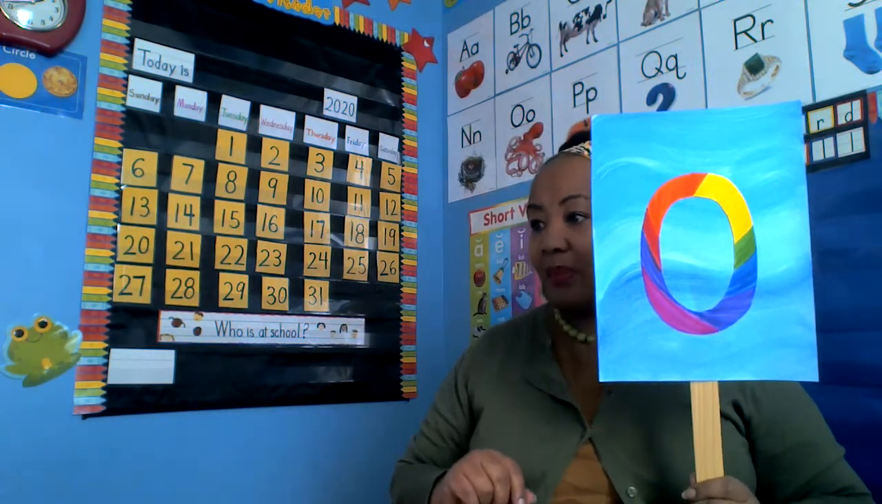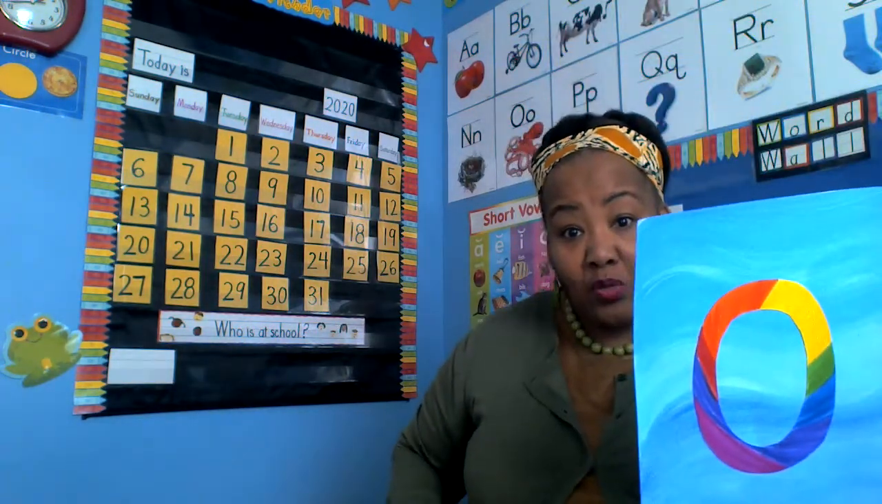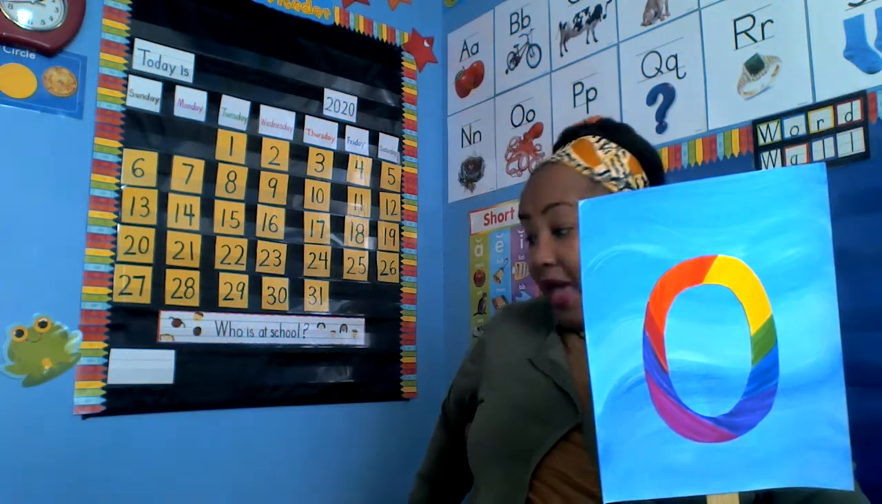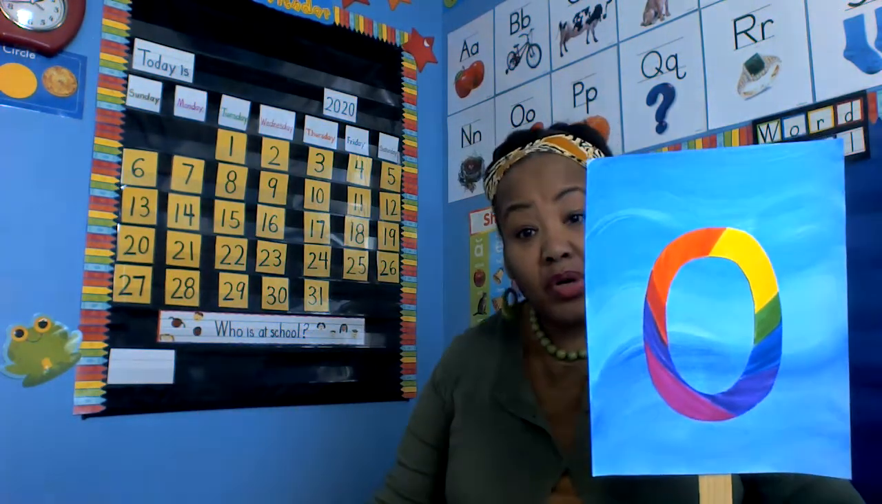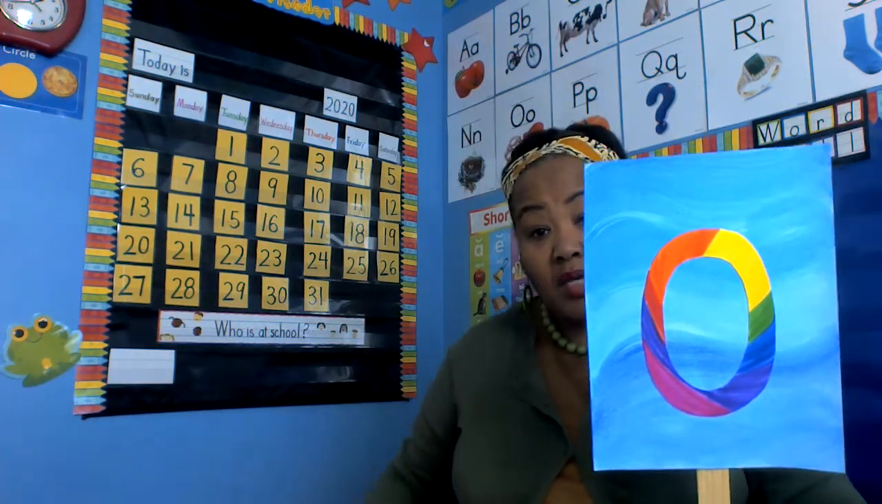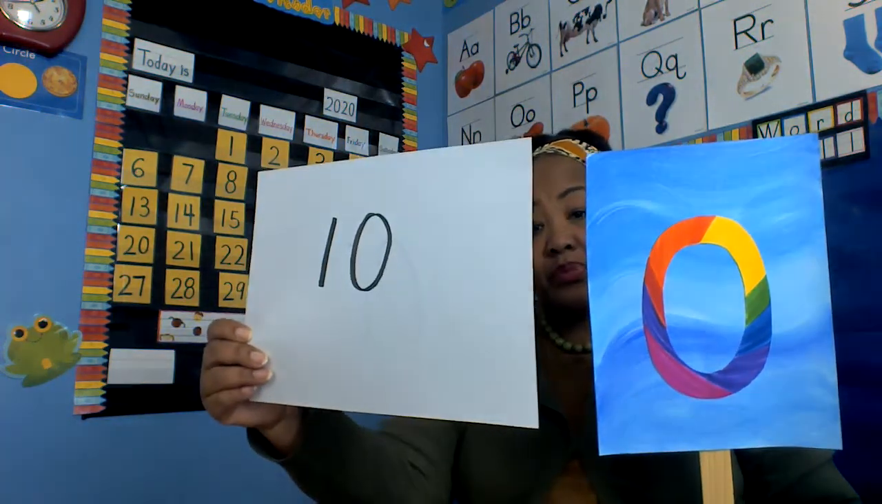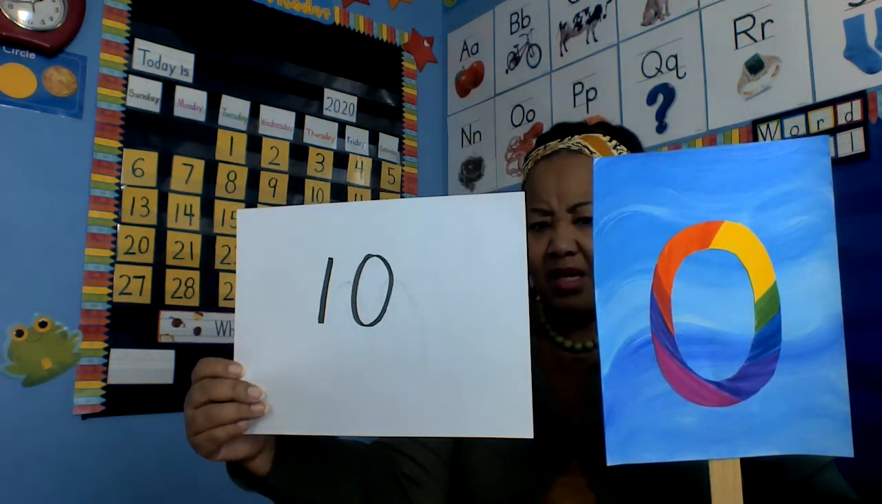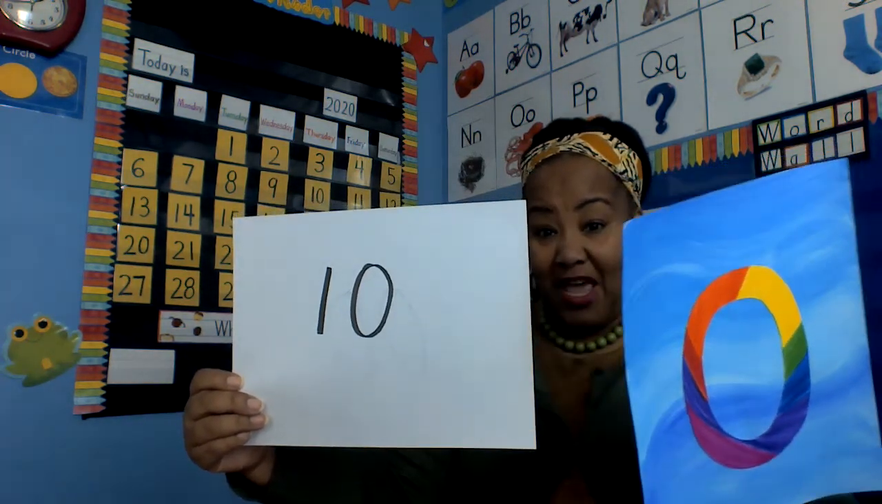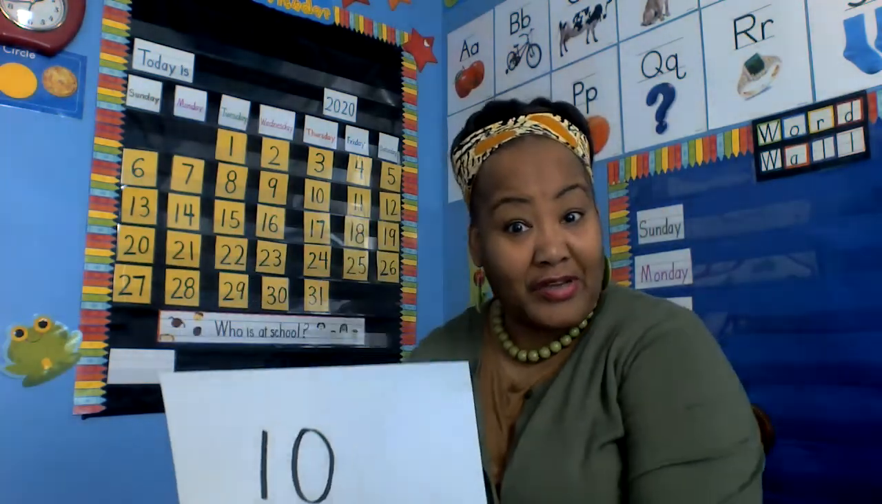But now how does it help us make other numbers? Well, it just jumps right in when we're writing numbers. And let me show you what I mean. The zero can help us to write the number 10. Ooh, you see that zero? It just jumped right in to make the number 10. Well, now isn't that something else?